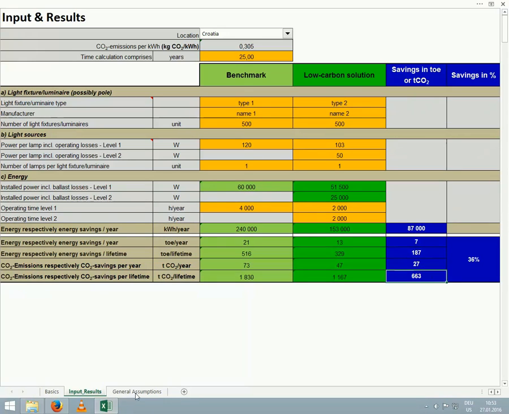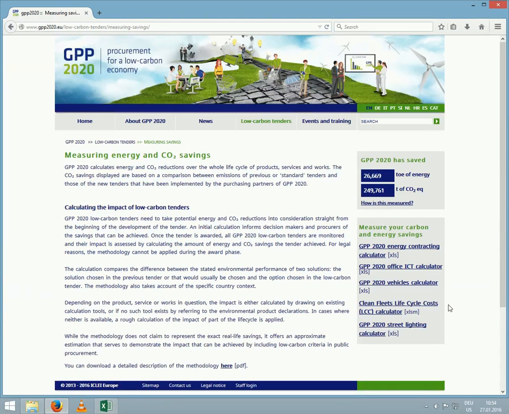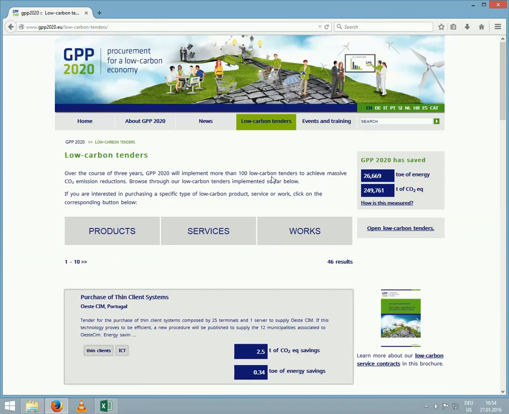We hope that you will find the calculator easy to work with. Notice that on our website there are more calculators for the product groups ICT, vehicles, and energy that might be useful to you. Each calculator has an accompanying tutorial on how to use it. Our website also offers a multitude of studies showcasing energy and emission savings across a variety of sectors and locations, which you can find under Best Practice Examples.